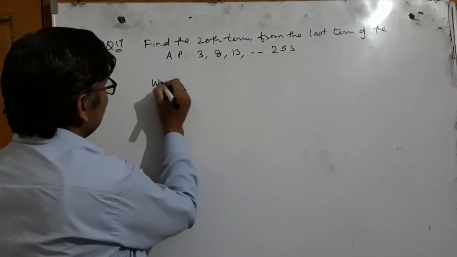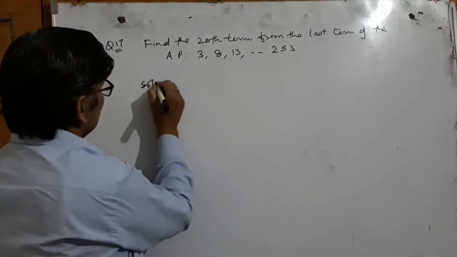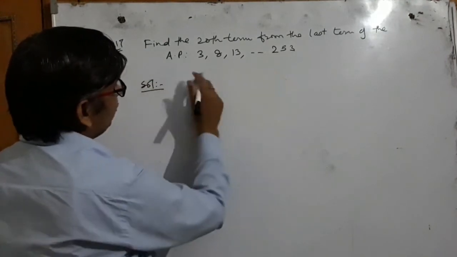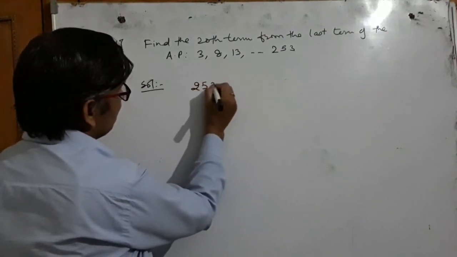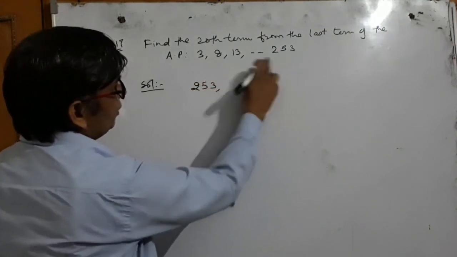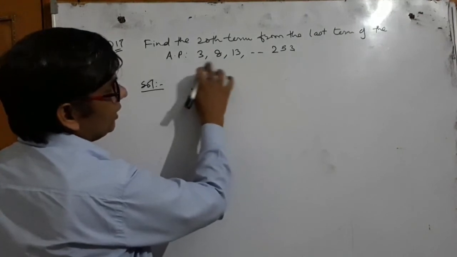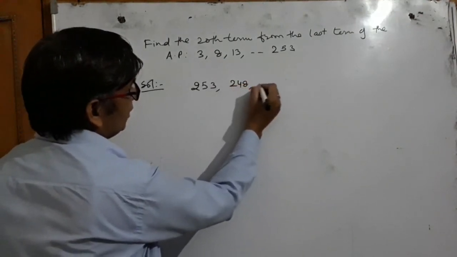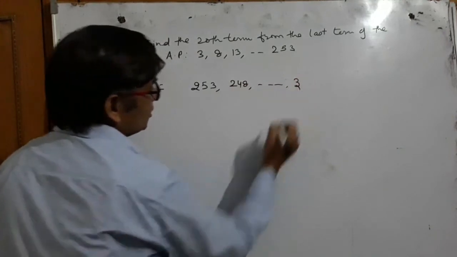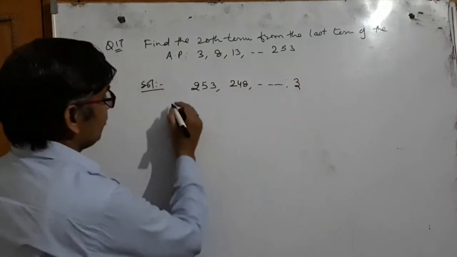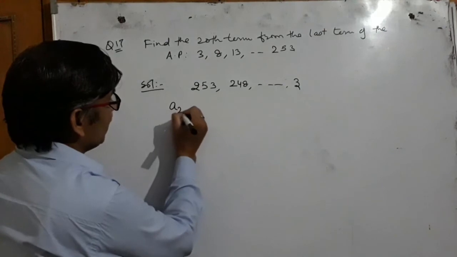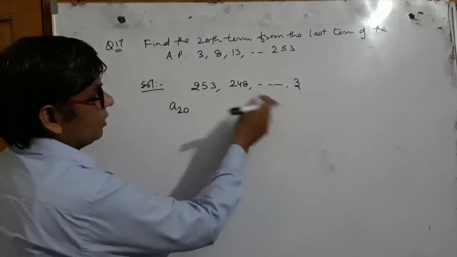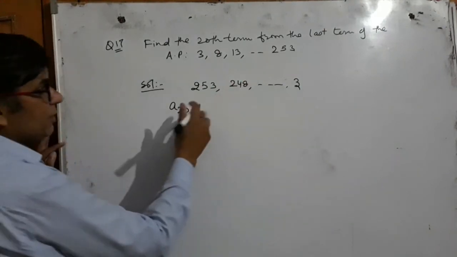तो we can write the AP as, इस AP को हम क्या लिख देंगे, रिवर्स करके लिख देंगे 253. देखो कॉमन डिफरेंस है कितना आ रहा है, 5 आ रहा है ना, तो -5 करके लिखेंगे. Okay, the last term is 3. Okay, तो A20 फाइंड करना है. यहाँ से लास्ट से 20th टर्म का मतलब A20 फाइंड करना है.